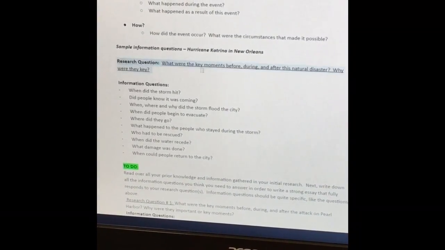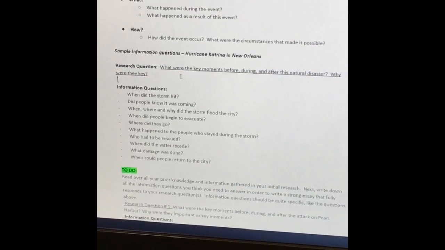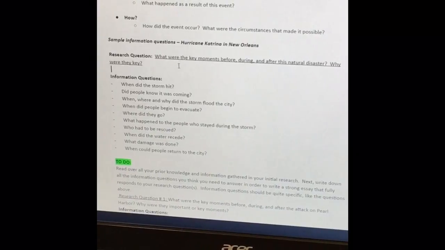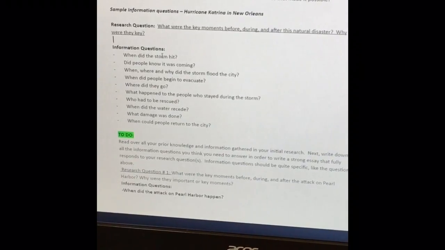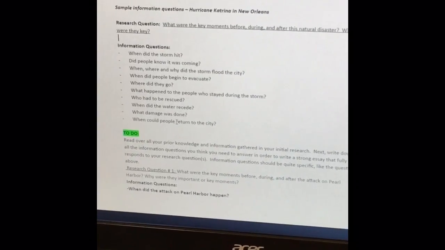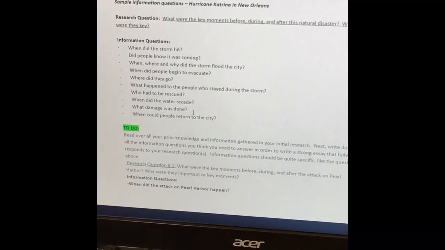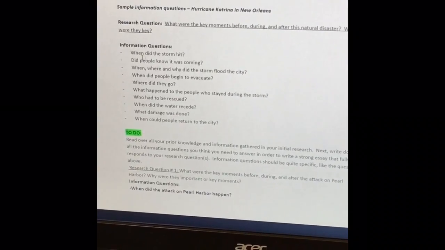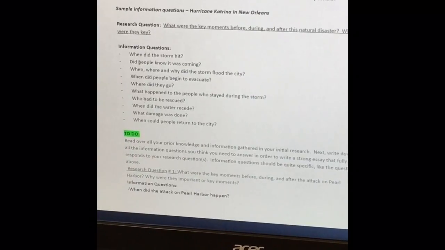Now you're going to have your research question. Here was that first one. What were the key moments before, during, and after this natural disaster? Why were they key? All right, here are my information questions. These are the questions that I'm going to research, and eventually they'll go into my paragraphs. So notice here, the when, the W questions, the how words.